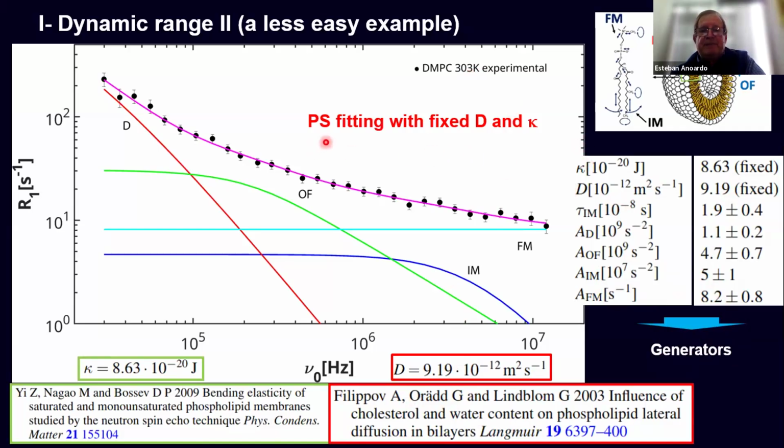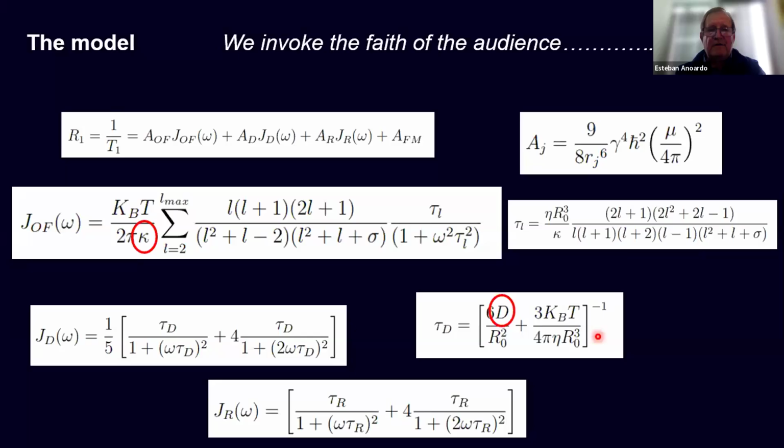And here we use the pattern search fitting engine, okay? We will see later some details about it. The point here is that you can also get a very nice fit without fixing kappa and D. You can use other fitting engines and you will get a very nice fitting, but the meaning of these parameters may be completely wrong or assumed.